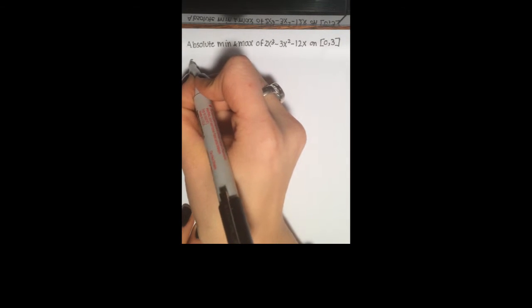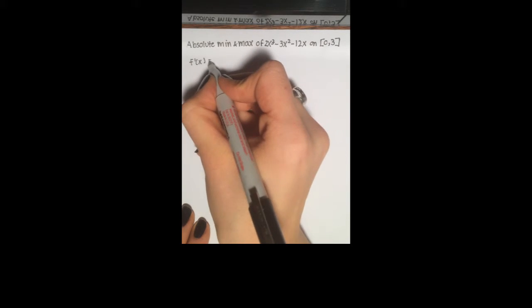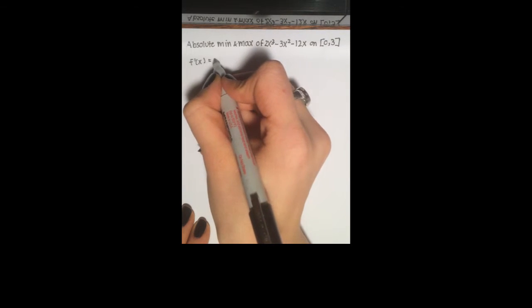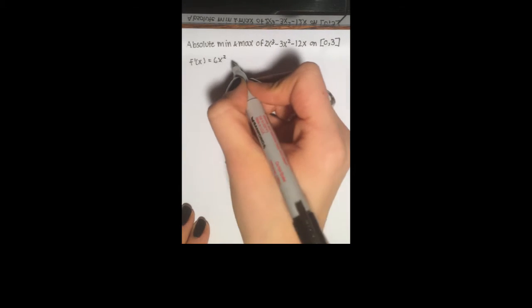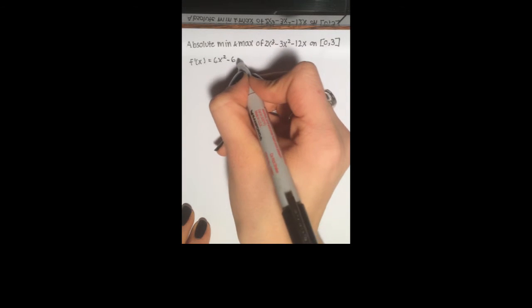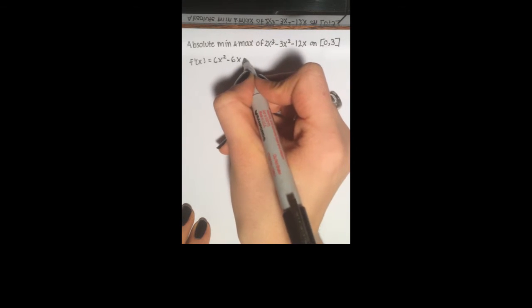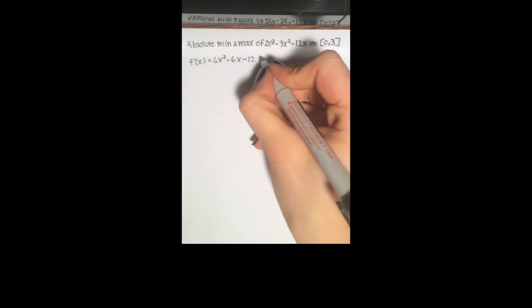So f prime of x would be equal to 2 times 3, so 6x to the power of 3 minus 1, which is squared. And we'll do the same thing for the next term and get minus 6x and minus 12. So the derivative of the function is 6x squared minus 6x minus 12. And we have to set that equal to 0 and then solve.